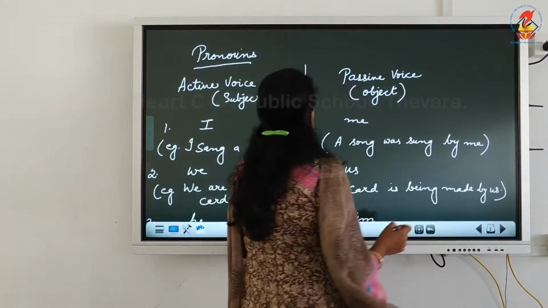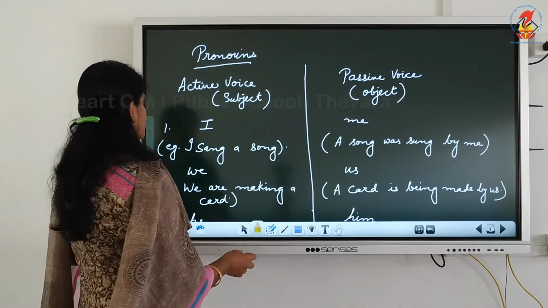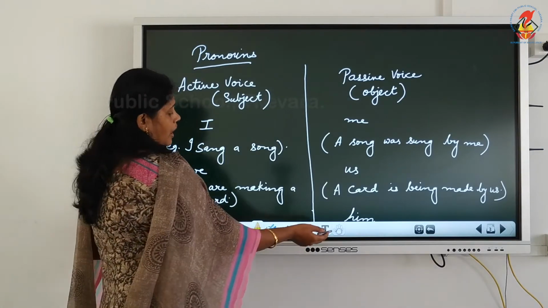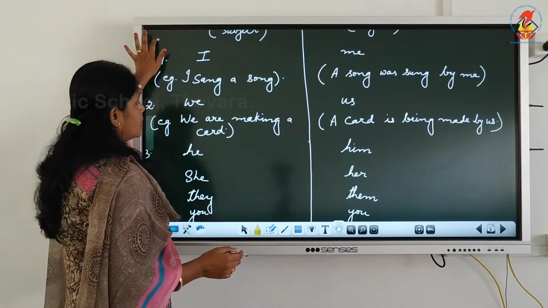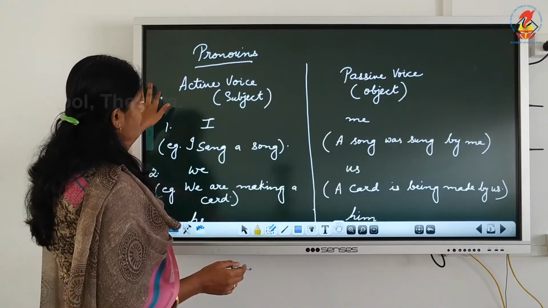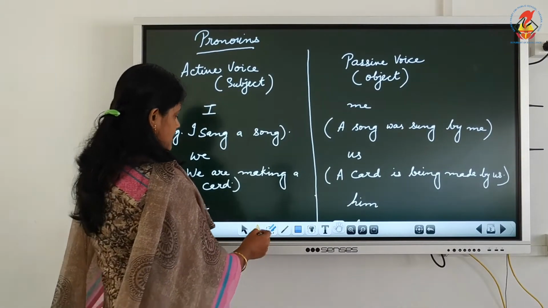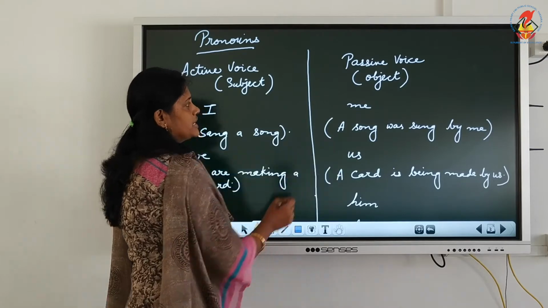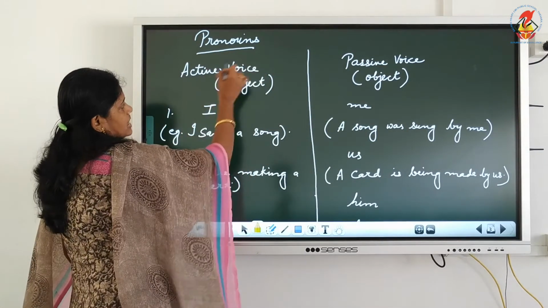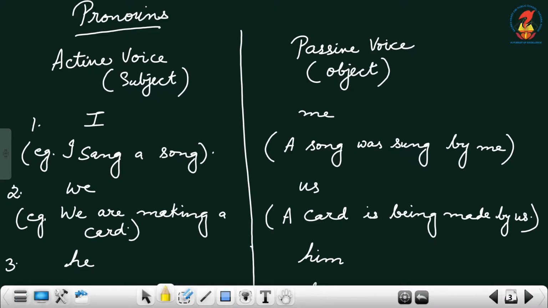Now, let's see how we change a pronoun from active voice to passive voice. In active to passive voice, generally the pronouns change. In active voice, if the pronoun is a subject, it generally changes in passive voice. It becomes the object. For example, the word I will change into the word me.